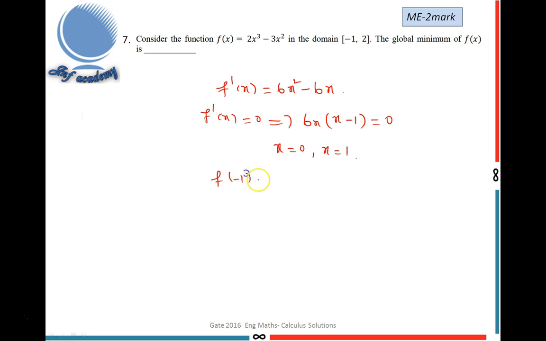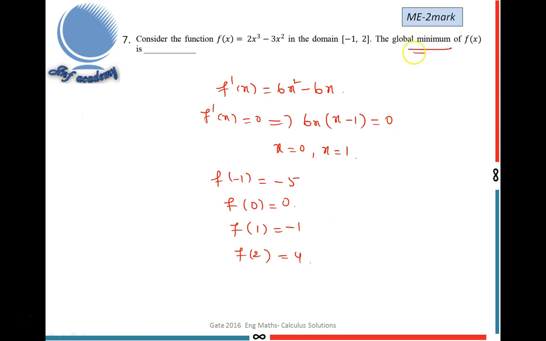First I find f of minus 1, that is minus 5. Substitute these values in the f of x function. So f of minus 1 is minus 5. f of 0 equal to 0. f of 1 equal to 2 minus 3, minus 1. And f of 2 equal to 2 into 2 power 4 minus 3 into 2 power 4. That is 32 minus 48, that is 16 minus 12. So finally I got 4.